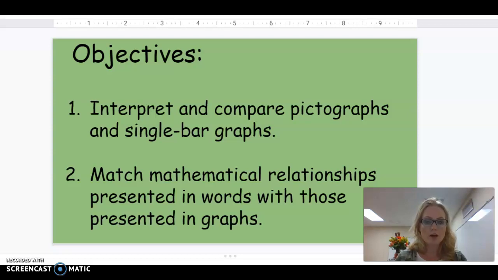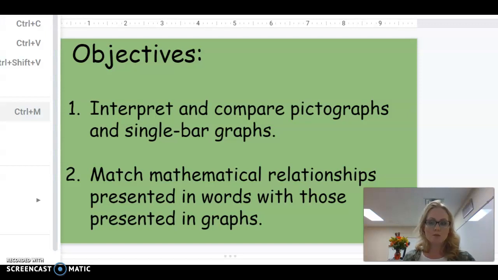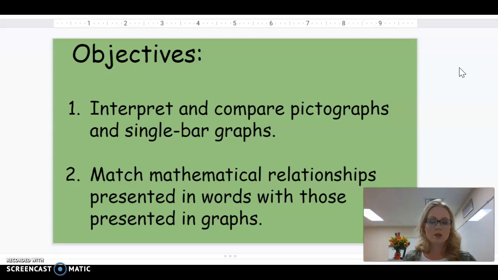So, these are your objectives for this graph. Number one, interpret and compare pictographs and single bar graphs. Number two, match mathematical relationships presented in words with those presented in graphs. Okay, so let's take a look at our two graphs.